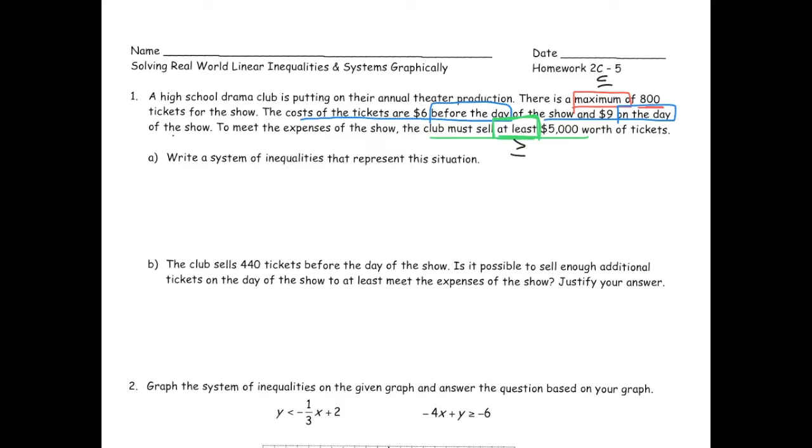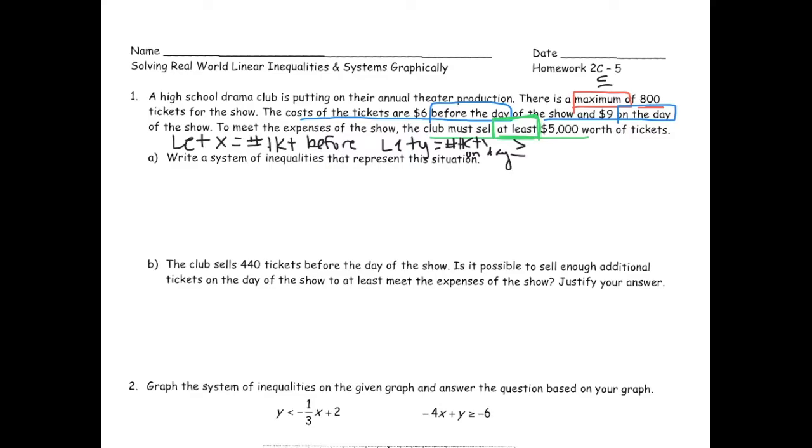Now, first we're going to write our let statement. We're going to let x equal the number of tickets sold before the day. And then y is going to be the number of tickets sold on the day of the show. Very neat. Some of my best work here. All right, so my system.